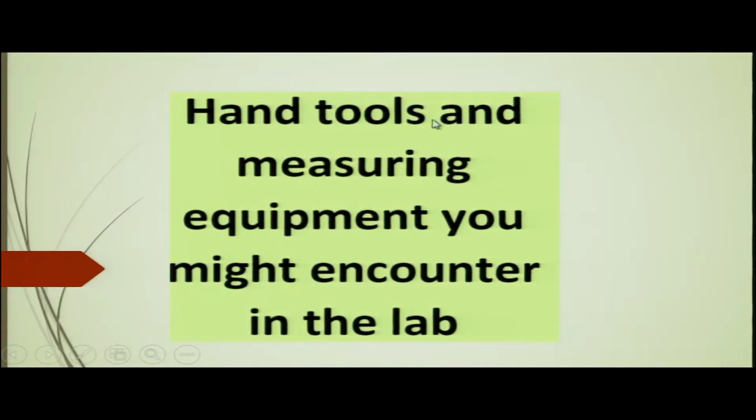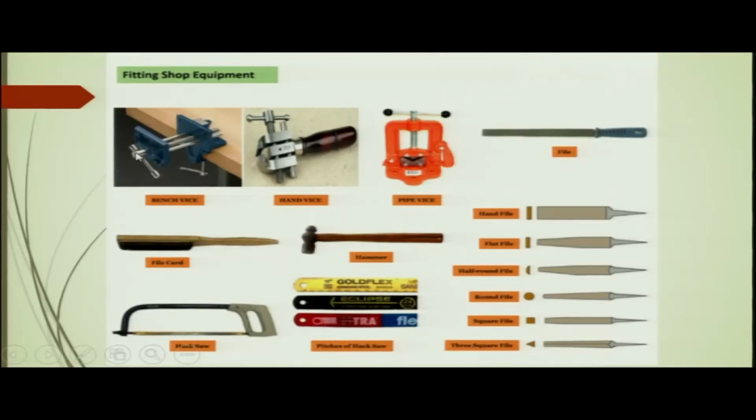Now, in the next slide you can see the hand tools and measuring equipment you might encounter in the lab when we go. Those instruments we will show to you, and describe each of them, how they work, and in which cases they are utilized. I will show you one by one. Let us say here what you see is the bench vise. Most of you must be familiar with all of this equipment.